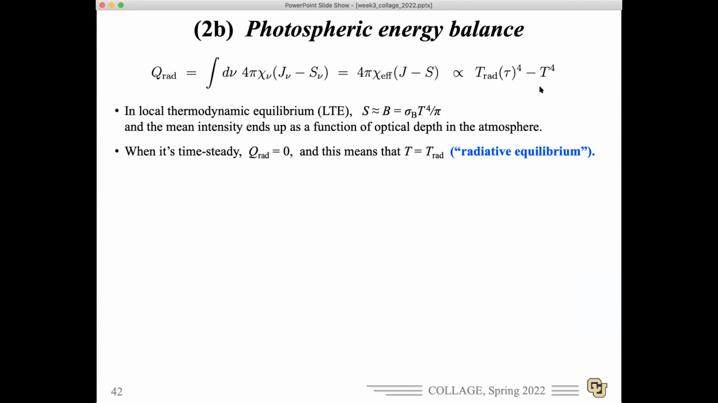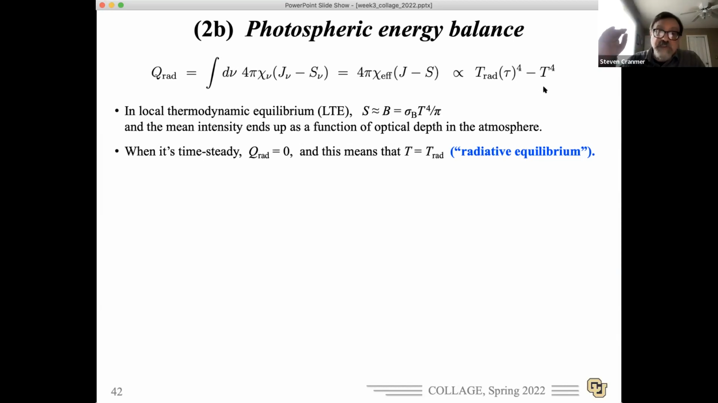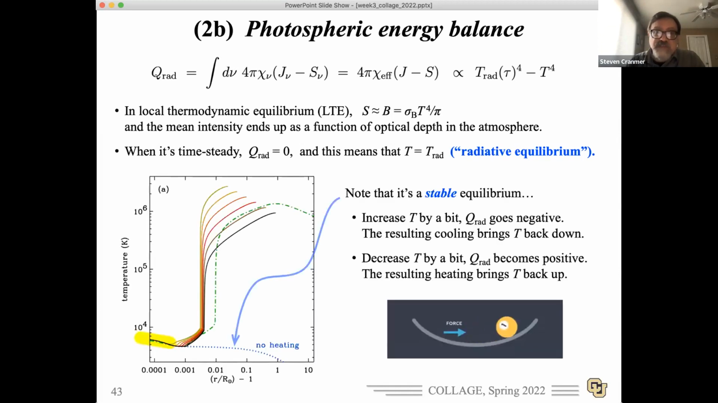The energy is essentially this difference of temperatures, and if you increase the temperature a little bit, that actually pushes the radiative cooling into the negative regime, so it cools things back down. It's basically a stable equilibrium. If you go up, it comes back down. If you go down, it comes back up. But essentially, this is really just appropriate for the solar photosphere.